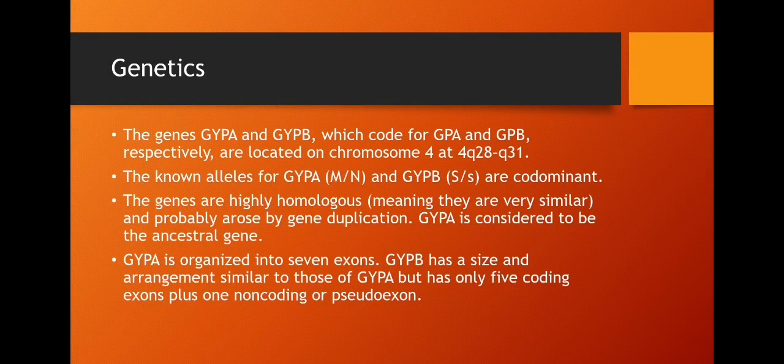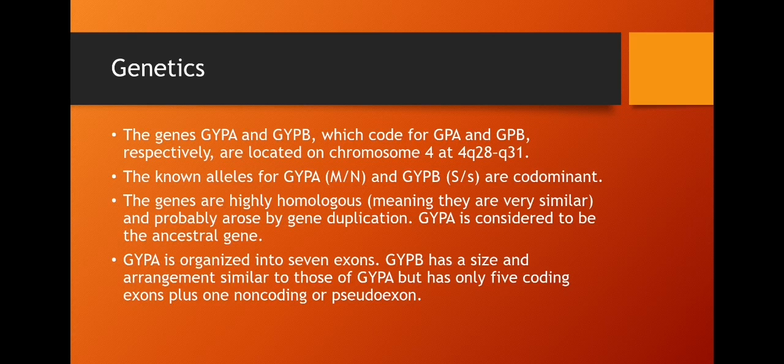Genetics. The genes GYPA and GYPB, which code for GPA and GPB respectively, are located on chromosome 4 at 4q28-q31. The known alleles for GYPA are M and N, and for GYPB are S and s, and they are codominant. The genes are highly homologous, meaning they are very similar and probably arose from gene duplication.